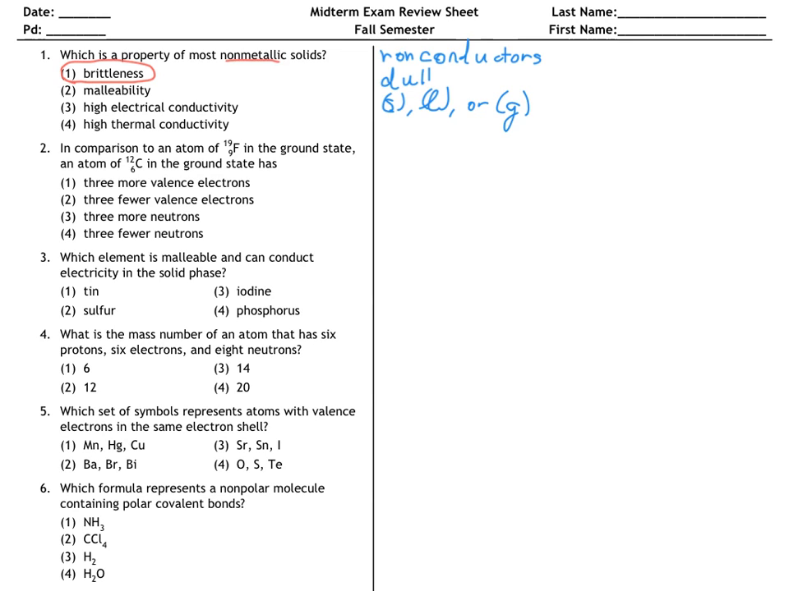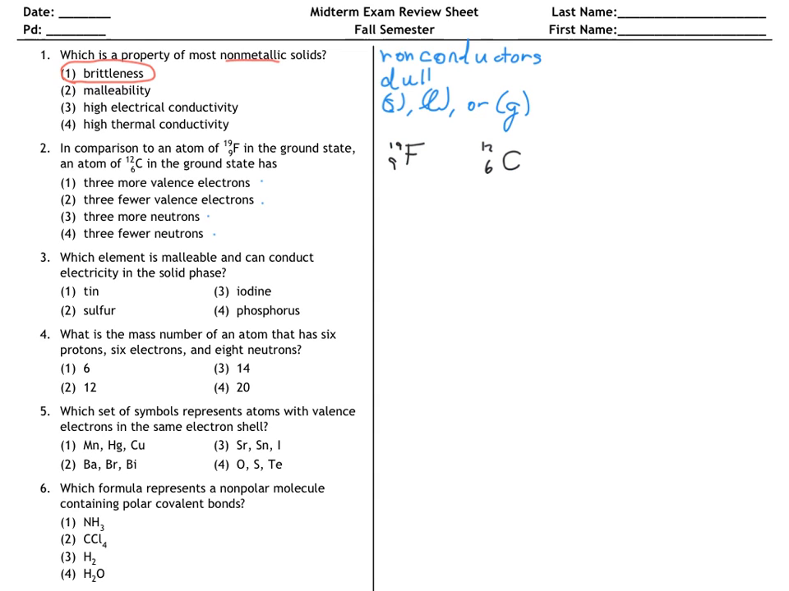Number 2, in comparison to an atom of fluorine-19 in the ground state, an atom of carbon-12 in the ground state has. So this question is either going to be about electrons or neutrons. So I'm going to solve for, I suppose, neutrons first. Let me write down these isotopes.